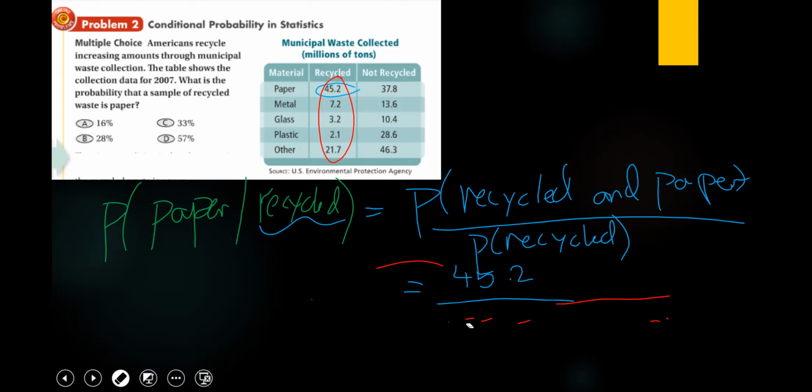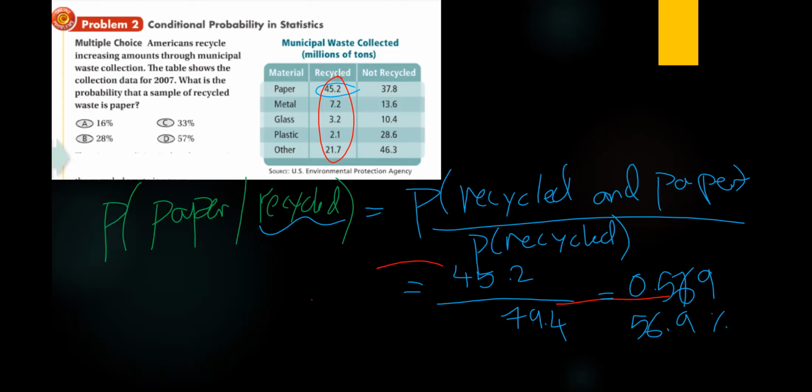So here, what's the final answer? 79.4. Yeah, and after division, there will be 0.5696, so it's about 0.57. Okay, so it's 56.9%. Is it clear?